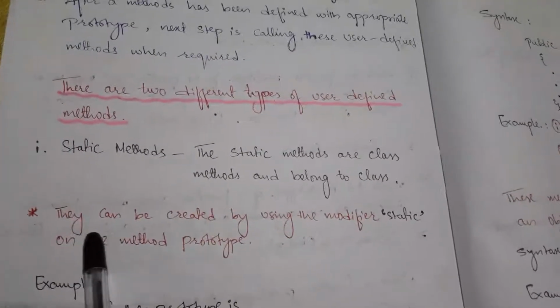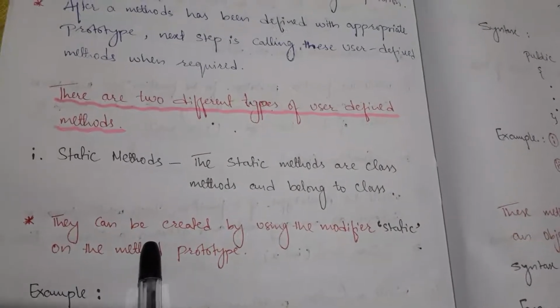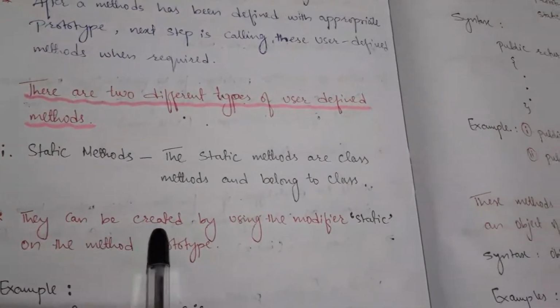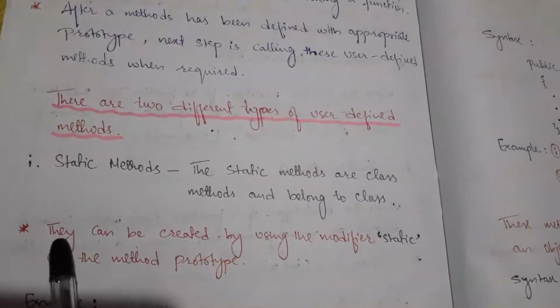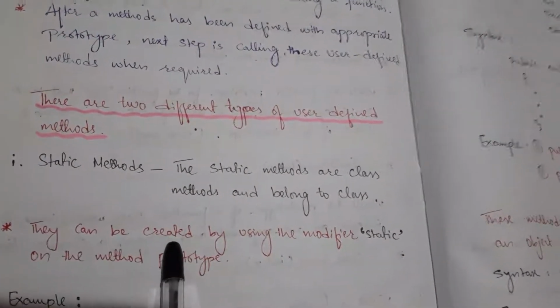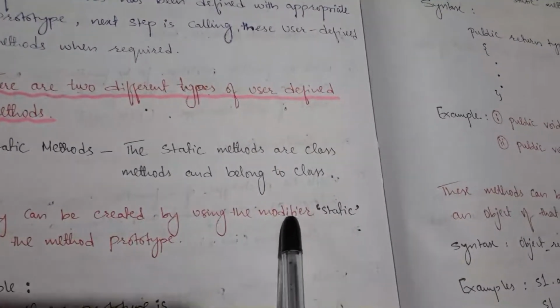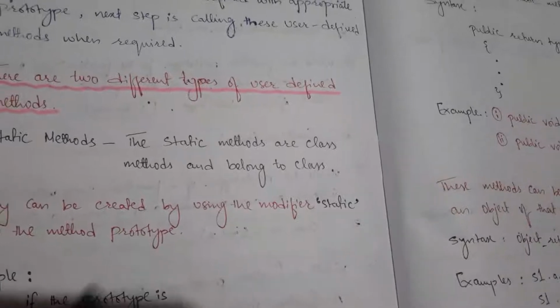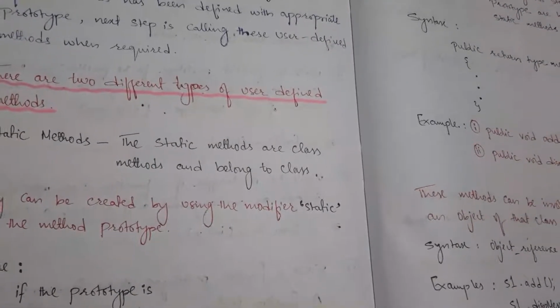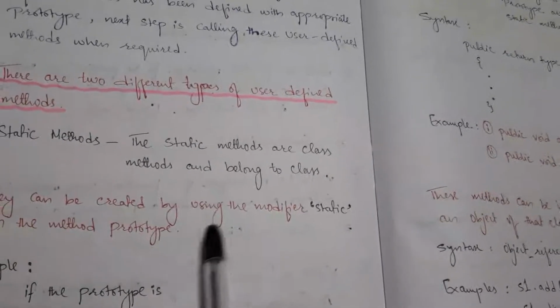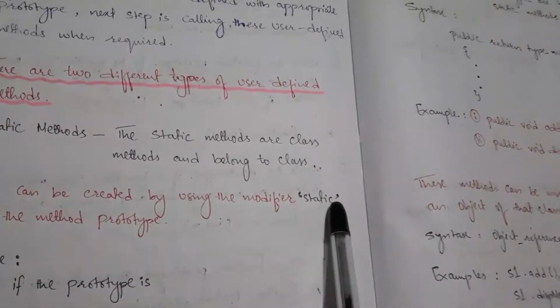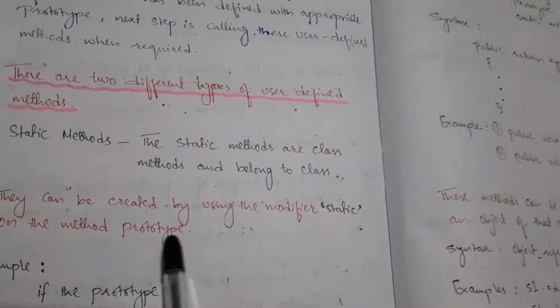Now I have written one small point here which is important. Static methods can be created by using the modifier or the keyword static on the method prototype. So in the first kind of user defined methods, that is static methods, we can use the modifier static in the method prototype statement.